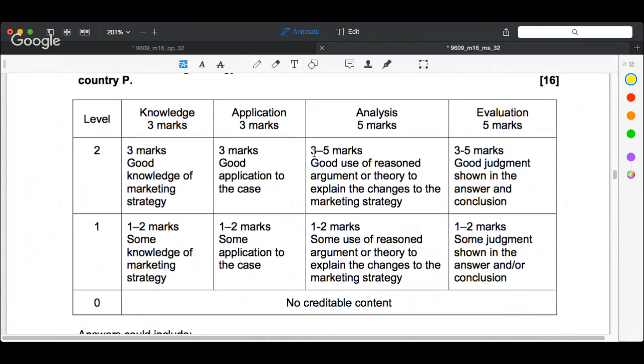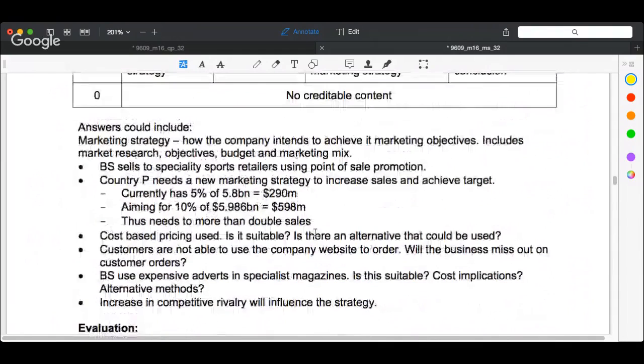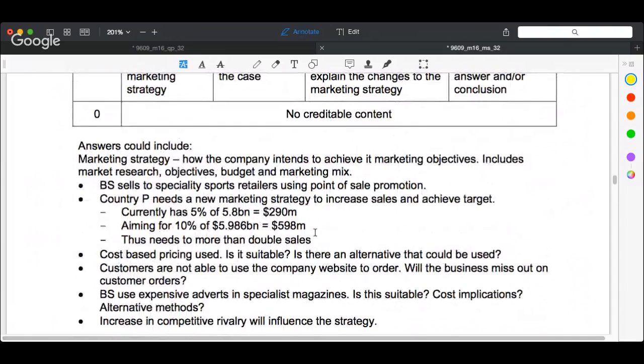And when it says, cost-based pricing is used, is it suitable? Well, it's suitable if there's a lot of competition. Let's say you're a wholesaler selling to retailers. They're obviously going to want to get a good price for the stuff if they can get it from lots of different places.